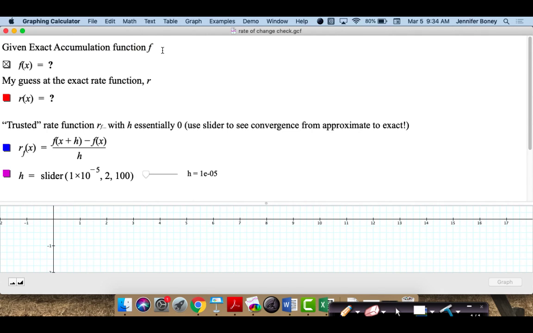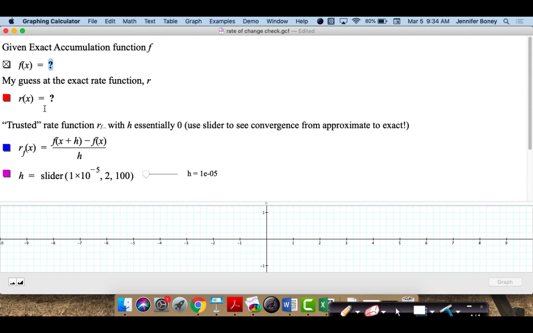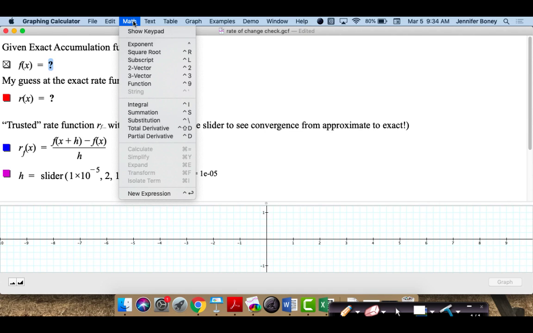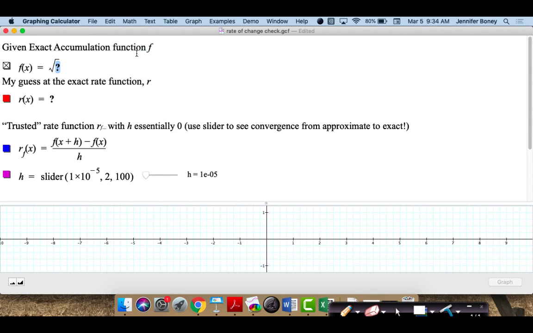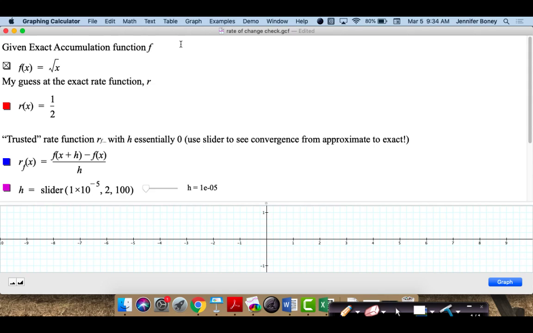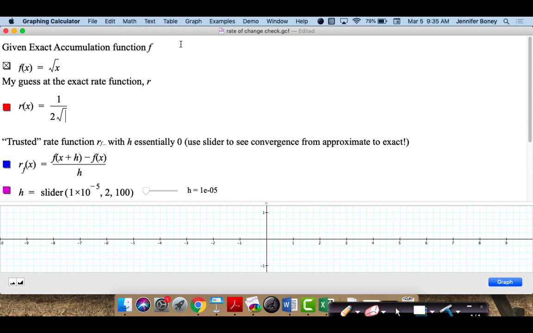But I just put some text in here so you could see what I meant by all of this. If I have an exact accumulation function or something that I want to find a derivative or rate of change for, I can just type it in for f, and I can guess what its rate of change function is. So let's say f of x was, like I said before, square root of x. And we came up with 1 over 2 times the square root of x. There we go. We came up with that as the rate function.